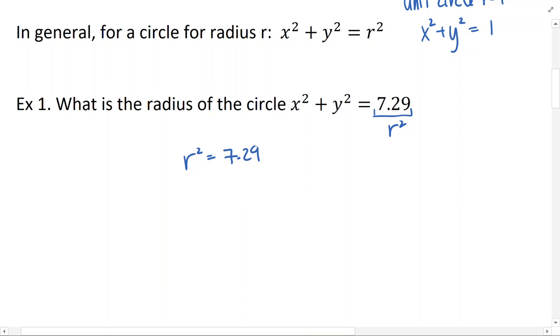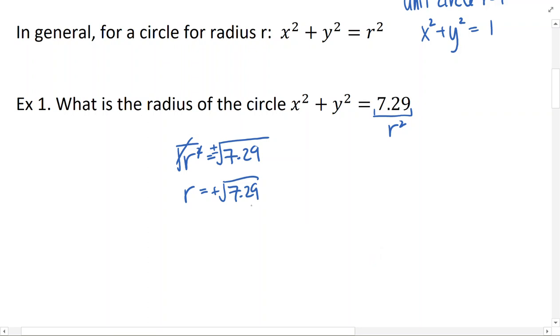So we do know r squared equals 7.29. To get r by itself, we need to square root both sides. So we know r equals, and when you square root both sides, you do have plus minus. Now with r, since it's a radius, it can't be negative. So therefore, it must equal the positive root of 7.29.